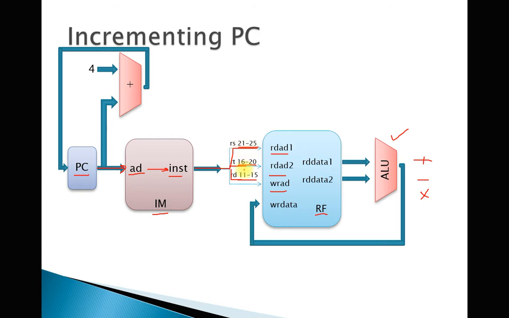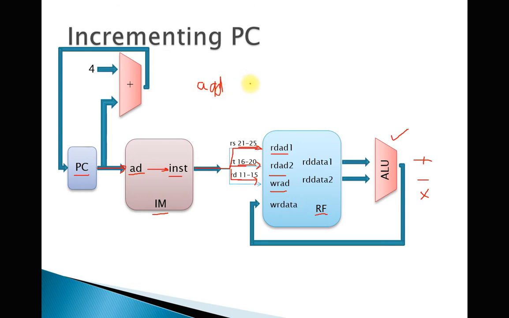This RS and RT give you the addresses of these 2 registers to read the data. And the third one, which is RD, the destination register, gives you the address of the register which you want to write. For example, the add instruction we have discussed.